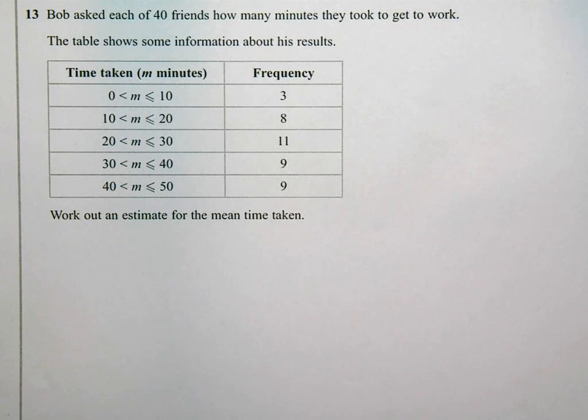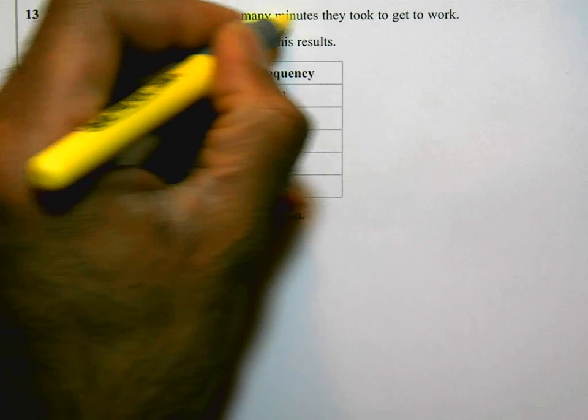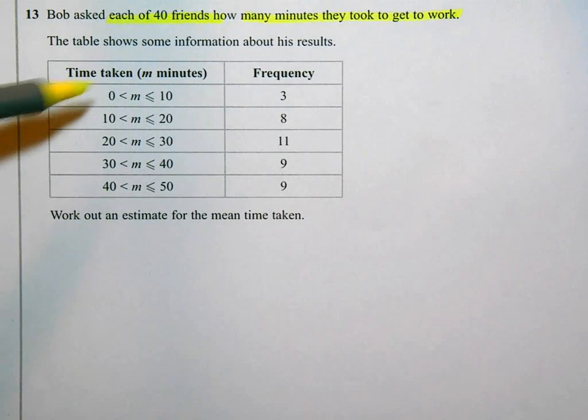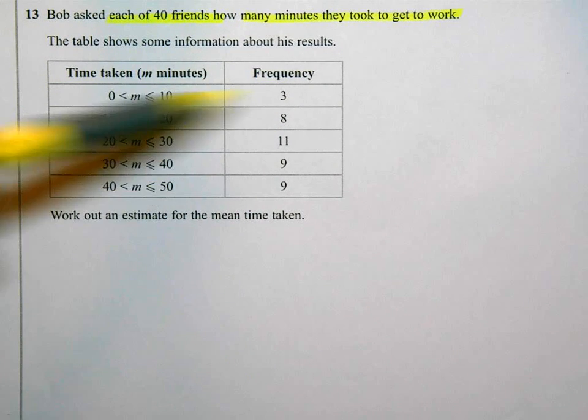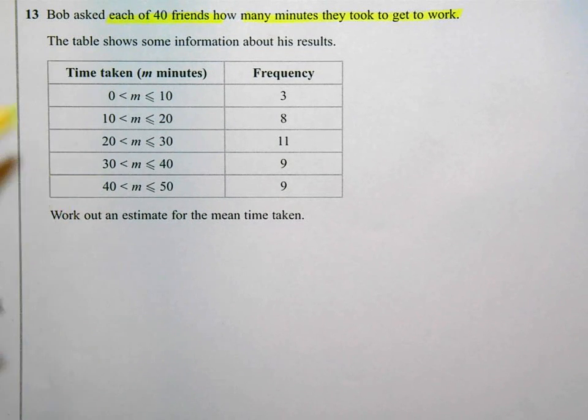Here's question 13 on the higher calculator paper. Okay, let's read the question. The question says, Bob asks each of 40 friends how many minutes they took to get to work. So he's asking them how many minutes they took to get to work. 3 people said between 0 and 10 minutes, 8 people between 10 and 20 minutes, and so on. Right? He asked 40 friends.